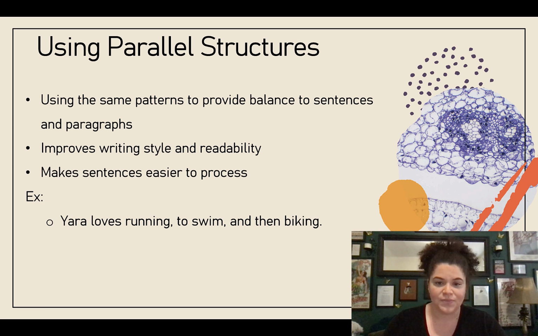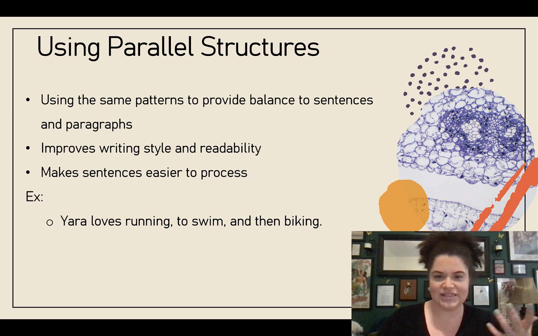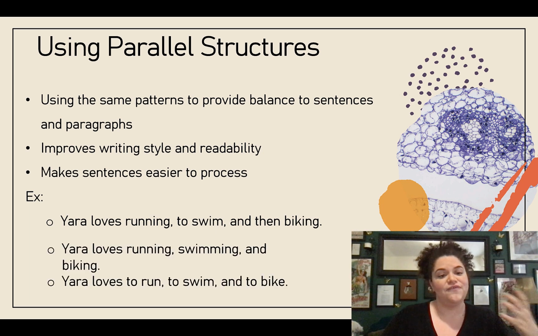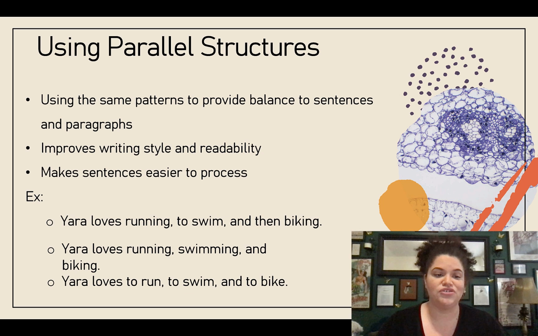So for example, Yara loves running, to swim, and then biking. Makes sense, we understand what it's saying, but the way that it's structured is kind of chunky, right? It doesn't necessarily just roll off the tongue. If we changed it to either one of these, we are using parallel structures. Yara loves running, swimming, and biking. These are now using gerunds, okay?